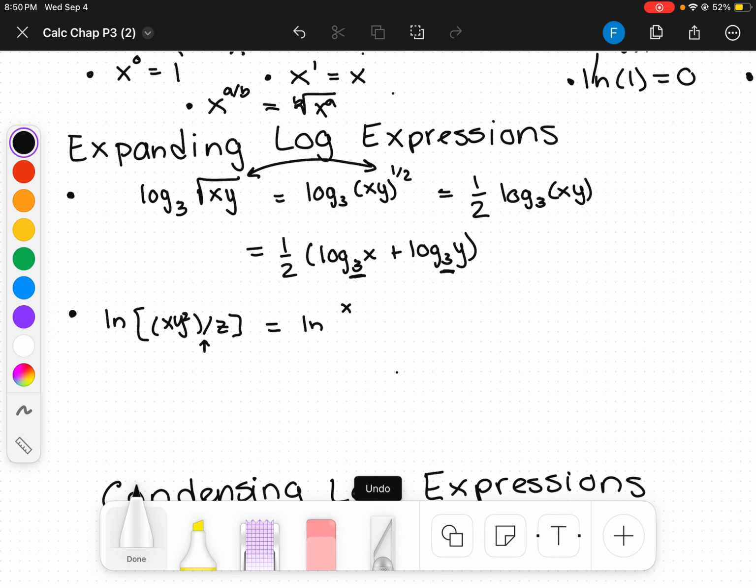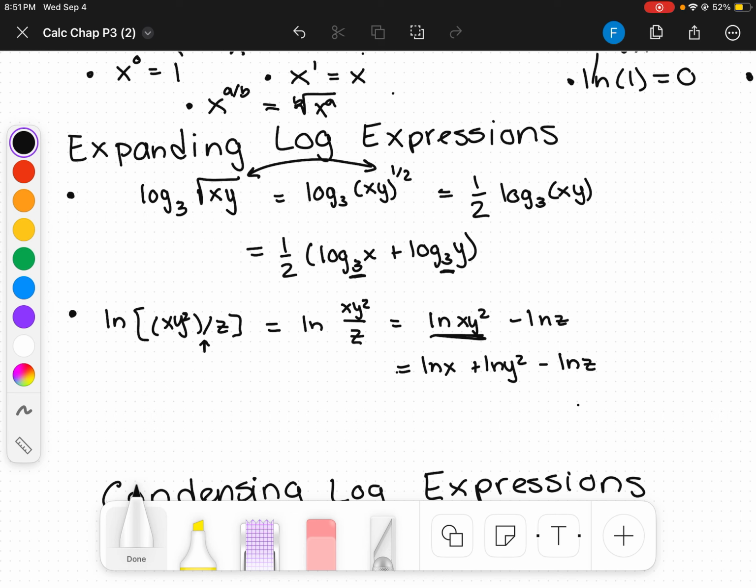Natural log of xy squared over z, then you are allowed to rewrite this as the natural log of xy squared minus the natural log of z. Okay, natural log of z, I can't do anything else. That's just going to stay where it is. But over here, I could keep expanding. I see x and y squared are multiplied, so I'm going to split that up into ln x plus ln y squared minus ln z, natural log of z.